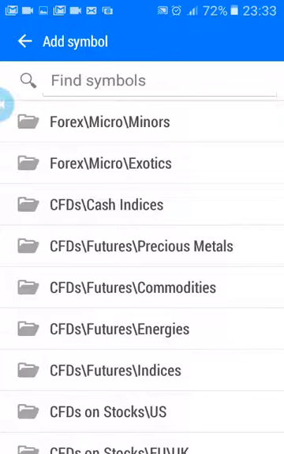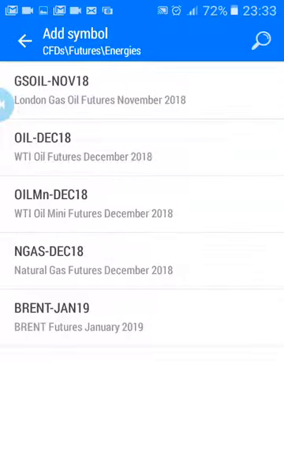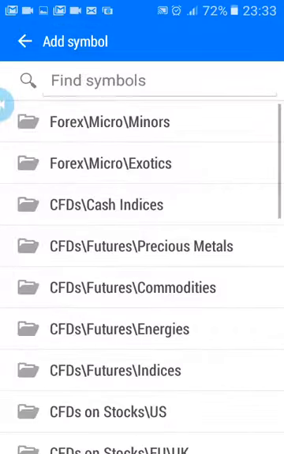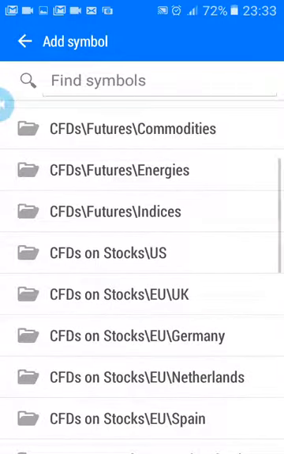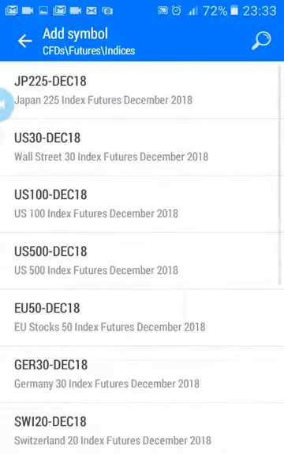Let's go to the CFD futures energies, okay? You press the folder, it will give you gas oil futures, and oil mini, and natural gas futures, and the Brent future. Okay, I'm not going to go through all of them. I'm just going to scroll through the ones that I know most traders are trading.